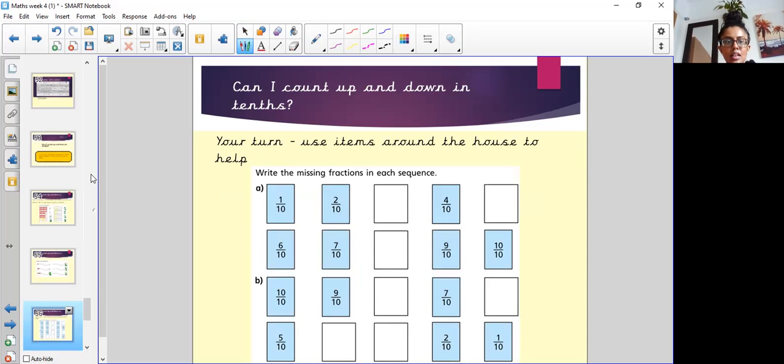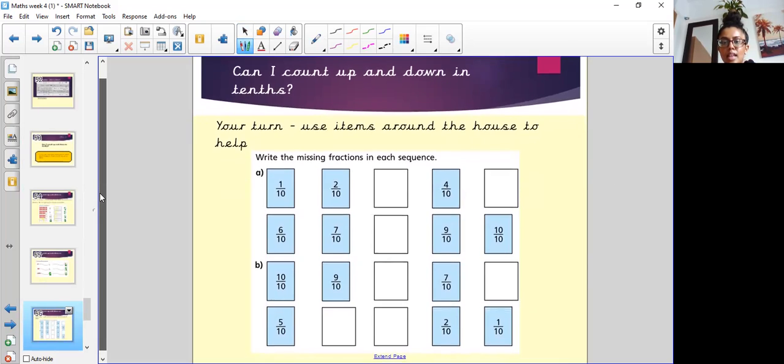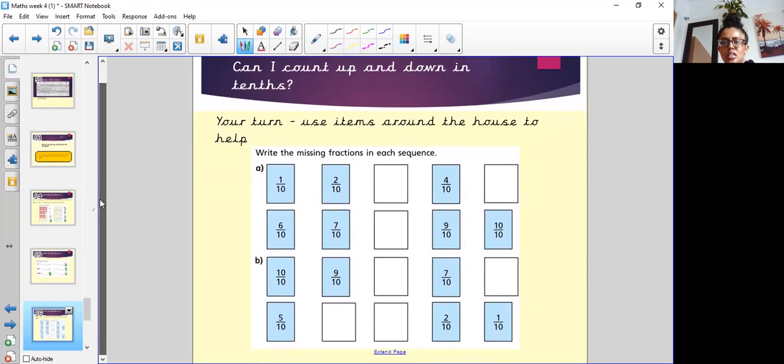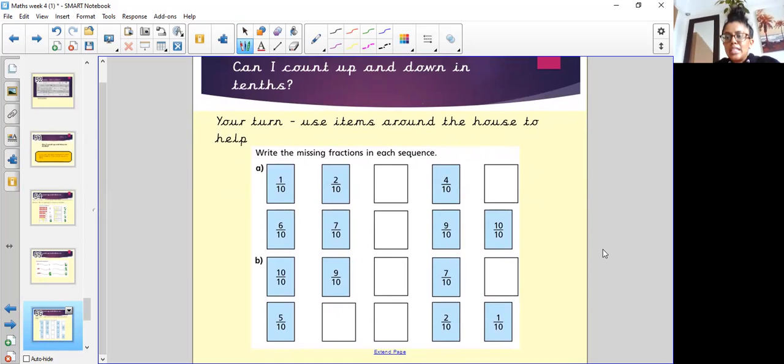So it says here, your turn, use items around the house to help. Write the missing fractions in each sequence. So you've got A, 1/10, 2/10. What's missing in those columns? So have a go at doing these on your own. Write the sequences out. So basically what you're actually doing is counting up and down in tenths, like in your sequences. So do these on a piece of paper on your whiteboard and then post a picture so I can see how you've got on with these missing fraction sequences.